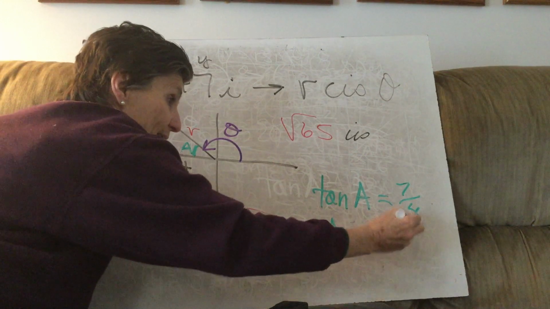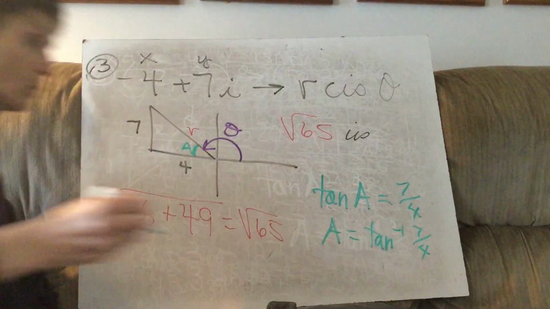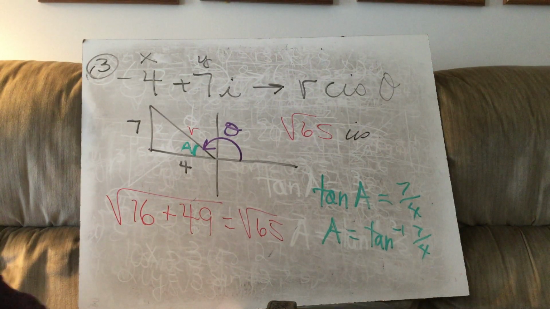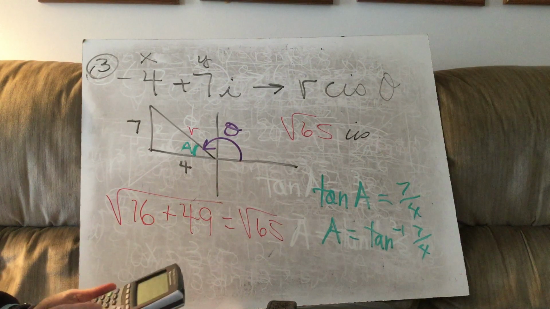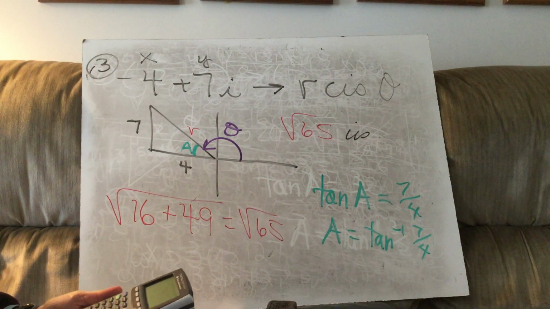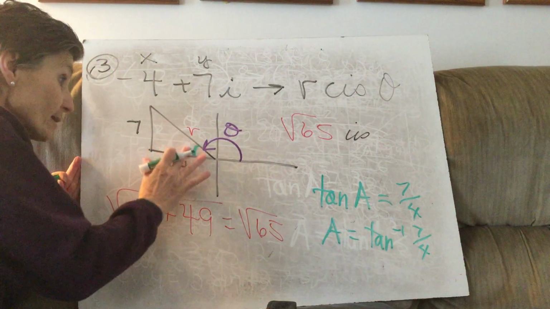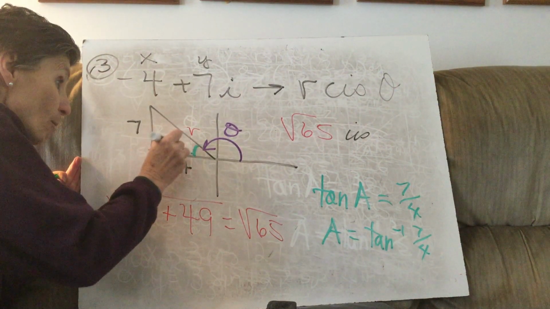So A is second tangent 7/4. So I'll go to my calculator, second tangent 7/4, and my green angle is 60.26. This guy is 60.26.